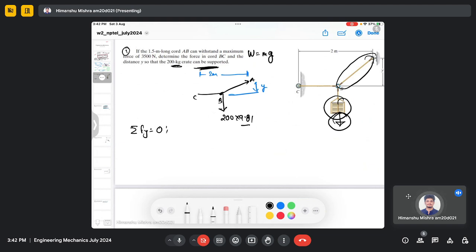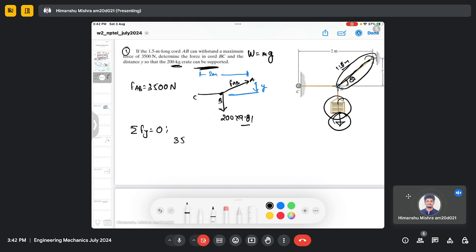Okay, well, let's say this is angle theta. It is also given that this AB chord can withstand a maximum of 3500 Newton force. So this force AB is 3500 Newton, and this is 1.5 meter in length.